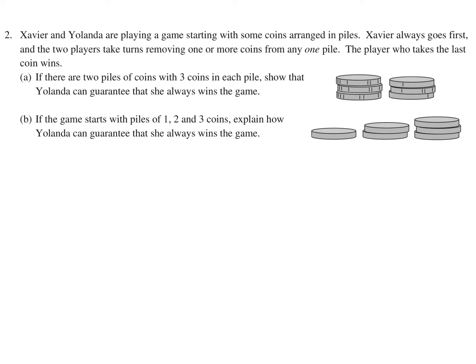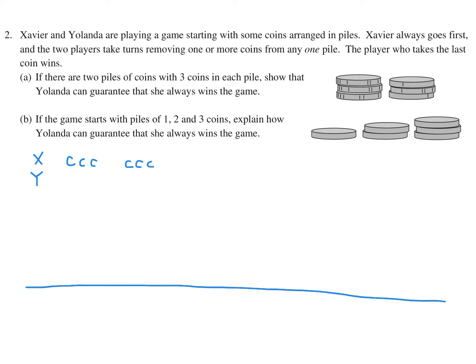All right, so we've got some experimenting to do. We got Xavier and Yolanda. And I'll just write 3 coins in pile 1, 3 coins in pile 2. That's the starting point. And then eventually, we have to get a situation where Yolanda is able to remove the last coin. So there's going to be 1 coin left, and she gets to remove it.